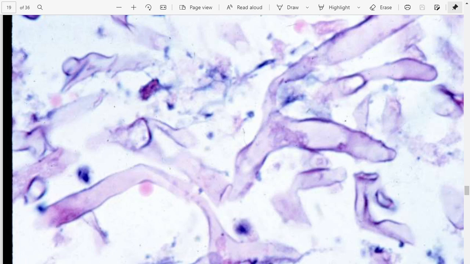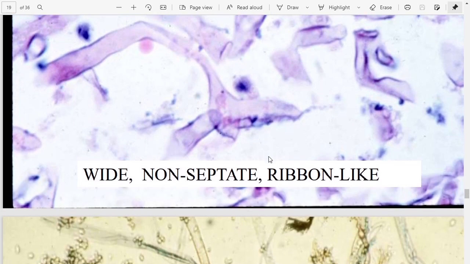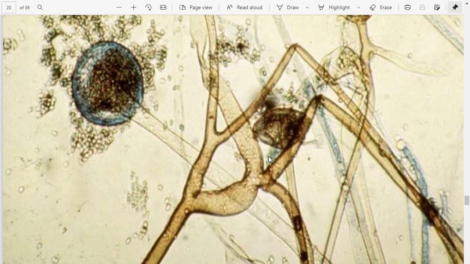We have a wide, non-septated, there is no transverse septation, very little, and ribbon-like structure. Those are the cause of death of this patient seen within his brain tissue. And usually they are wide, broad-based, non-septated hyphae, ribbon-like, just like seaweed. Here we have the culture.